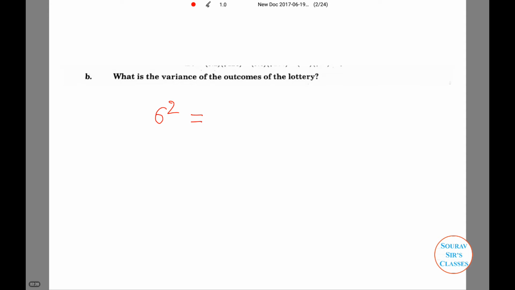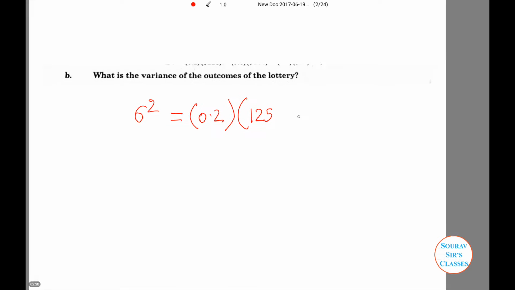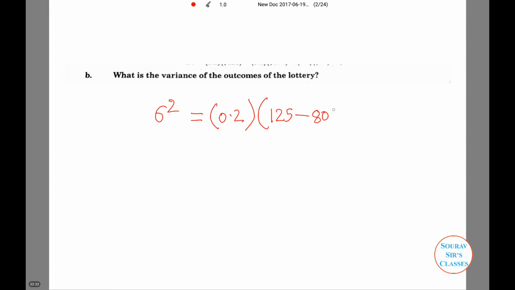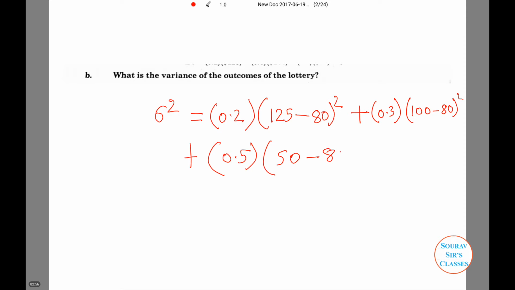Hence, sigma square equals 0.2 into (125 minus 80) whole square plus 0.3 into (100 minus 80) whole square plus 0.5 into (50 minus 80) whole square, and after calculation, we find out that it comes to $975.